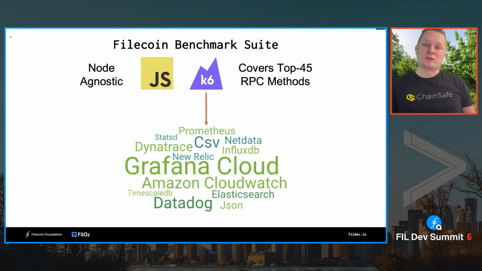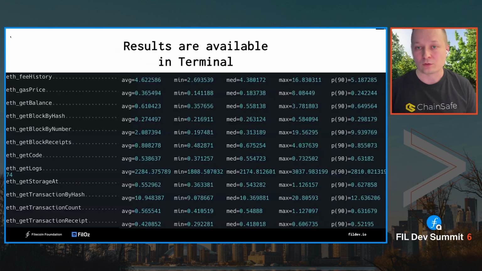The benchmark suite is also very flexible when it comes to output. You can export the benchmarking results directly into your existing monitoring system, such as Amazon CloudWatch, Datadog, or Grafana Cloud, without additional setup. This makes it easy to integrate performance tracking into whatever monitoring stack you already use. It also prints results directly into the terminal, which is perfect for developers doing fast local testing.